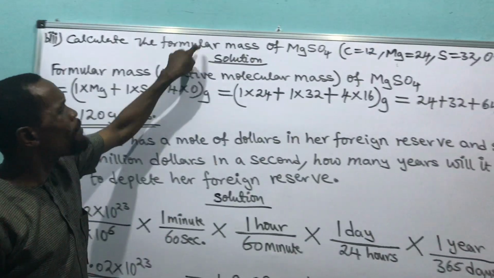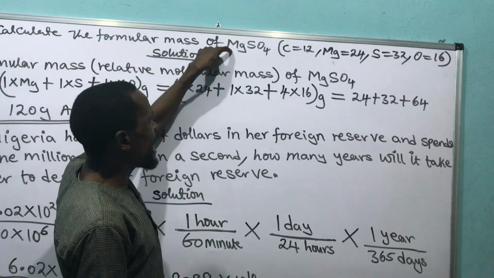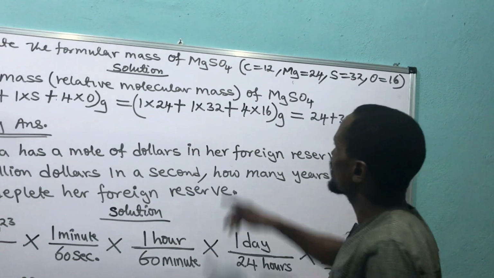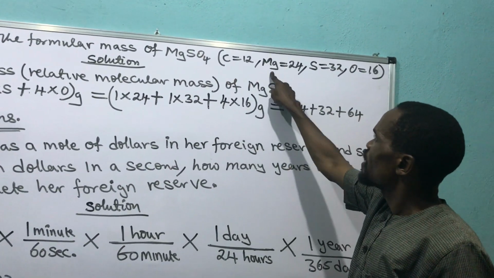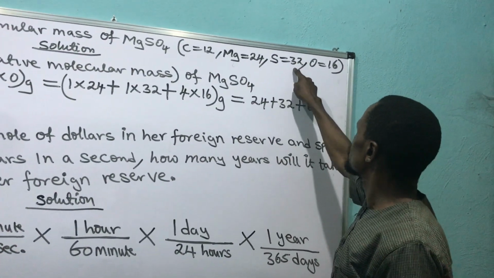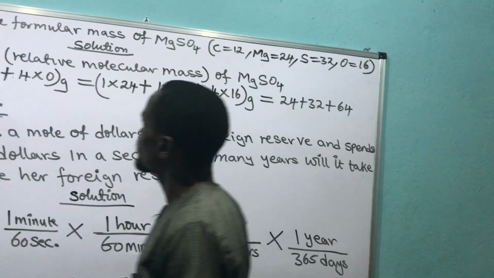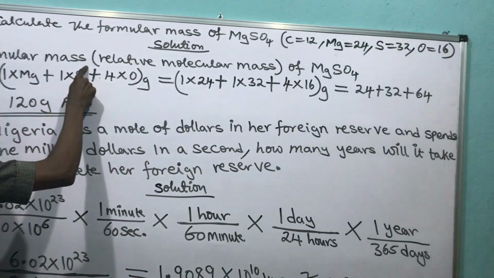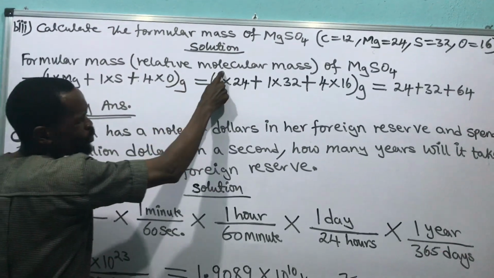Calculate the formula mass of MgXO4. Then I open bracket telling me that carbon is 12, Mg is 24, sulfur is 32, oxygen is 16. We say solution. Formula mass, which we know as relative molecular mass.